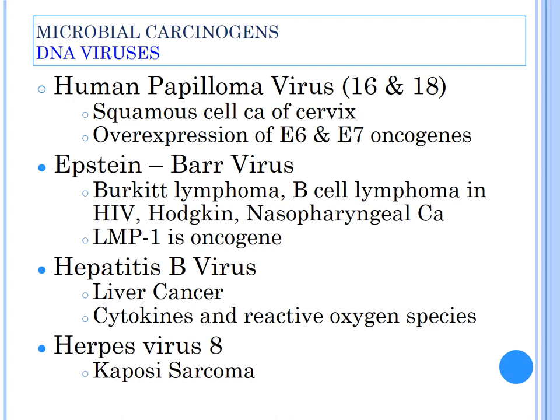We also have the herpes virus 8, which is associated with a type of sarcoma because you have proliferation of blood vessels in the skin in cases of the herpes virus 8. So these are examples of viruses that can also cause or trigger the proliferative change.